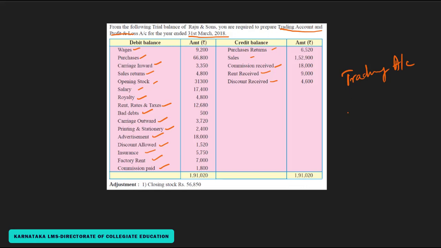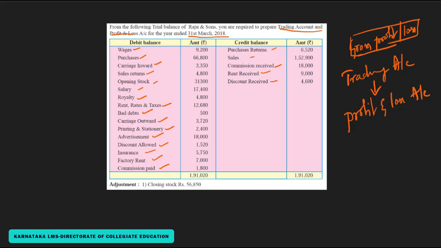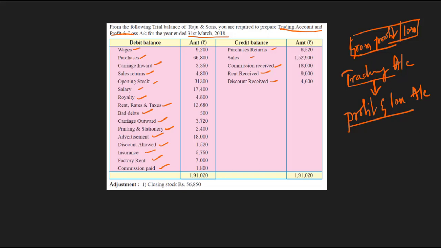Before preparing profit and loss account, we should prepare trading account because there is a need to check the gross profit or gross loss. So to know the gross profit or gross loss, firstly we have to prepare trading account. Then onwards we can proceed with the profit and loss account. So let us start the preparation of trading account and profit and loss account.